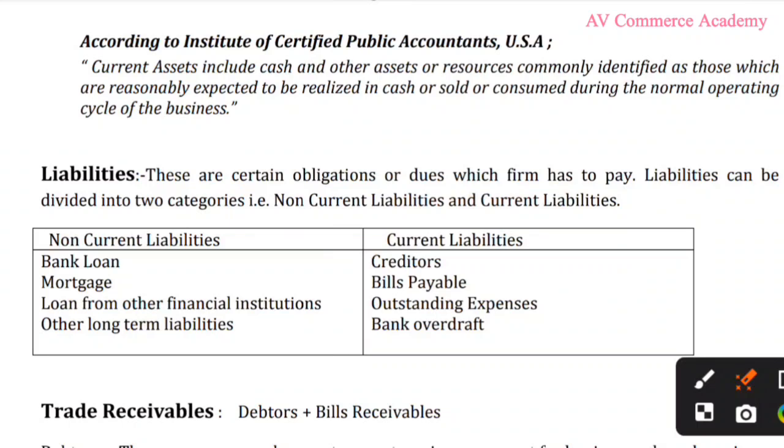Like traders, we take credit on the products we purchase. Credit means creditors: we purchase products from others on credit. In simple terms, we take products on credit and sell them to customers. Bills payable means bills that we have to pay and have still not paid. Outstanding expense means expenses we have still not paid. And bank overdraft is what we take as a limit from the bank, and we call it bank overdraft.